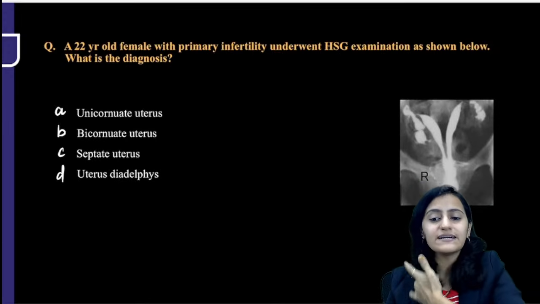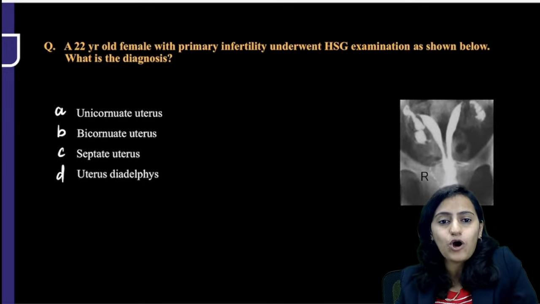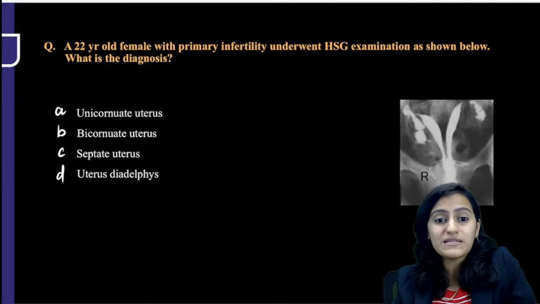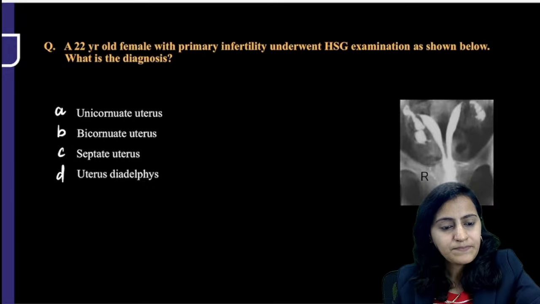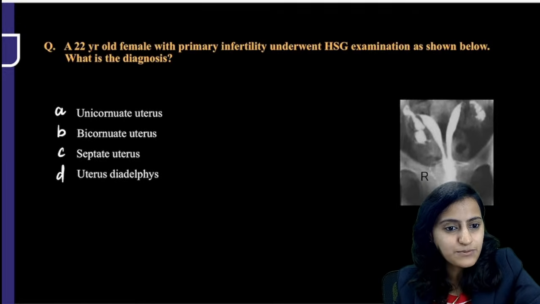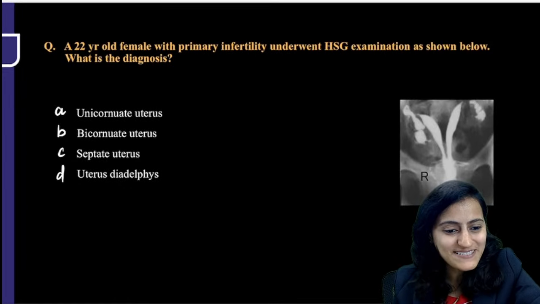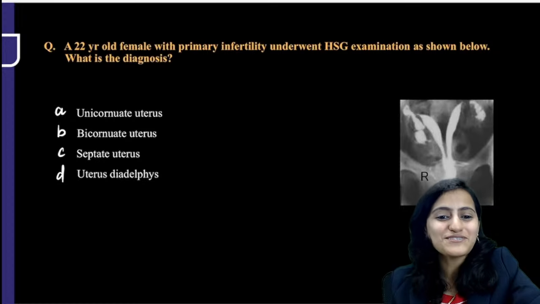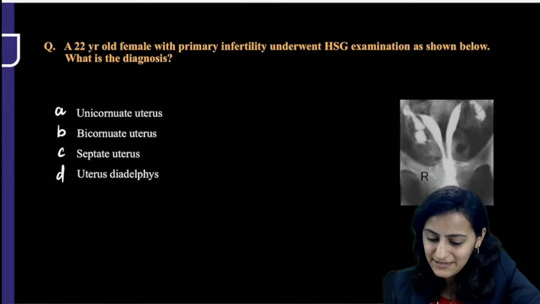Again, one of the recently asked questions and a frequently repeated topic, the Mullerian duct anomalies. What do you think would be the answer to this one? What do you think would be the answer to this one now? I see a lot of mixed answers here. So whether it's bicornuate uterus or a septate uterus, that is what we need to identify here.